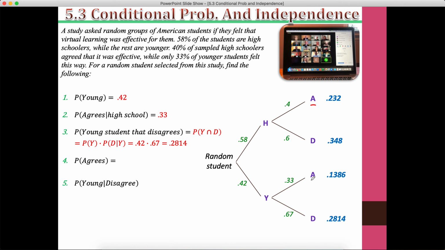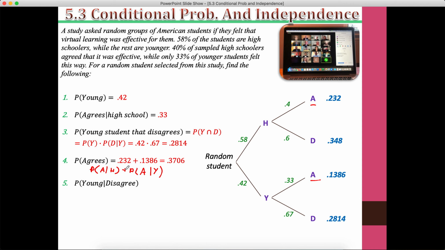I see 2 different options for this. There's the high schoolers agreeing, and then there's the younger students agreeing. So what I'd have to do is take these 2 numbers, which is why we calculate this in advance, and then add them up. So we're good. I guess I could have written this as the probability that they agree, given they're in high school, plus the probability that they agree, given that they're young.